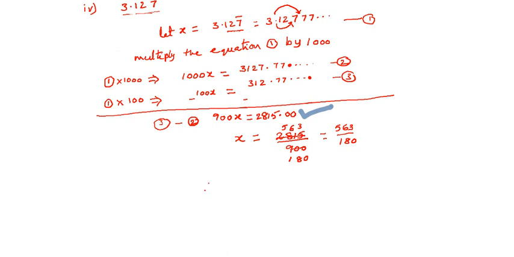Therefore, you may write the final step: 3.127, the bar is only for 7, is equal to 563 by 180. Okay, this is the way to find the p by q form for given non-terminating recurring decimals. I think you may understand these two.